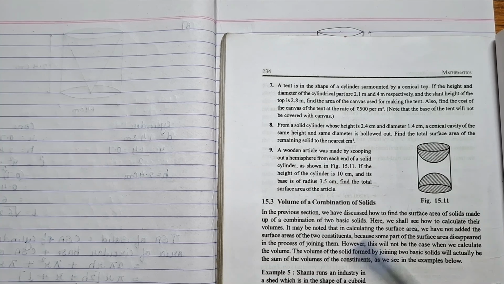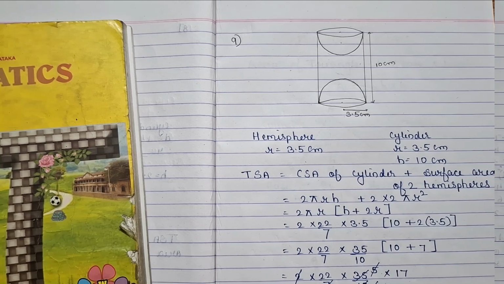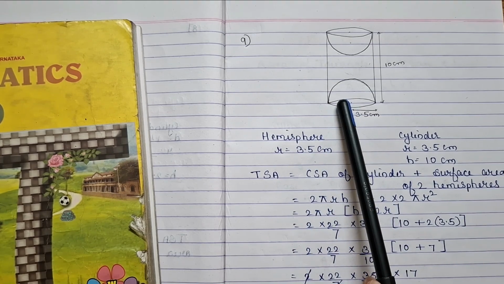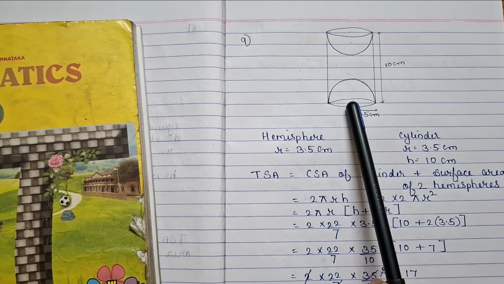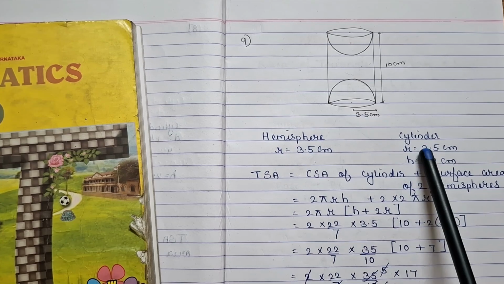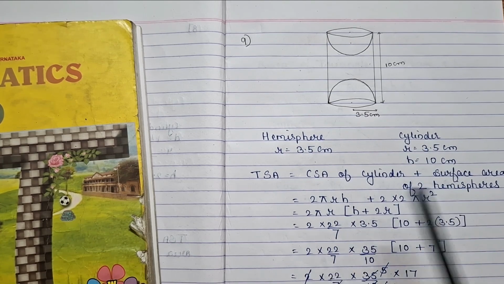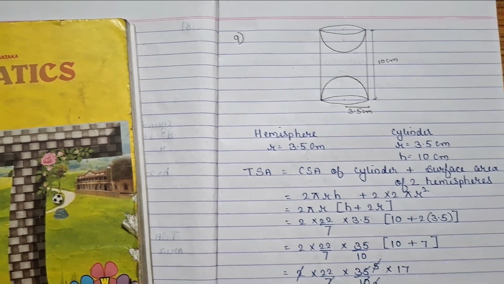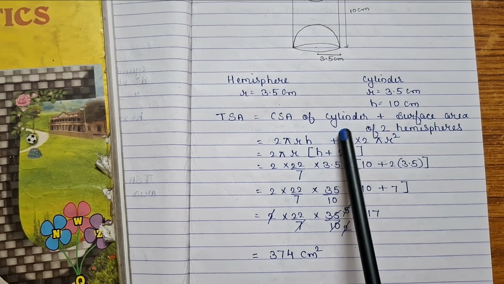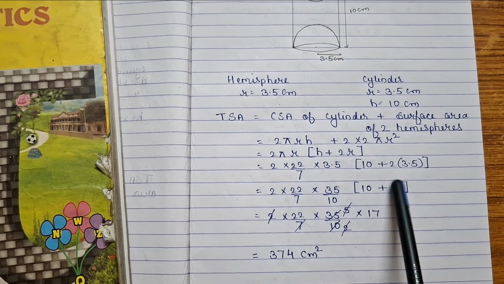Okay, now figure is already given here. Again we will draw for solving this problem. So now here is the required figure. See, from this cylinder, two hemispheres are scooped out. The dimensions of the hemisphere, radius is 3.5, and for the cylinder, radius is 3.5 and height is 10 centimeter. So what is going to be the total surface area of this? Now here it's going to be the curved surface area of the cylinder and surface area of the two hemisphere, because there are two hemisphere at two ends.